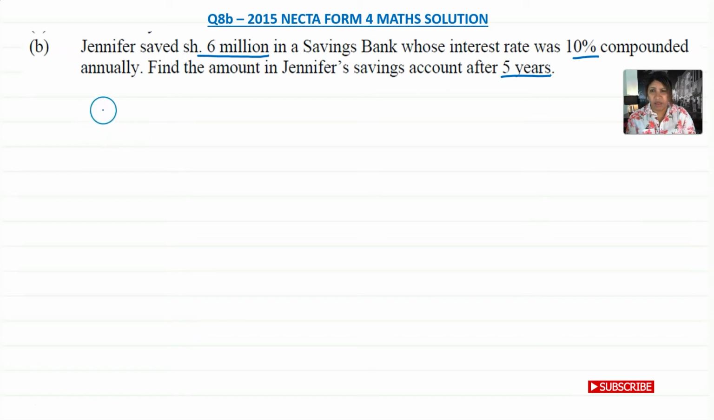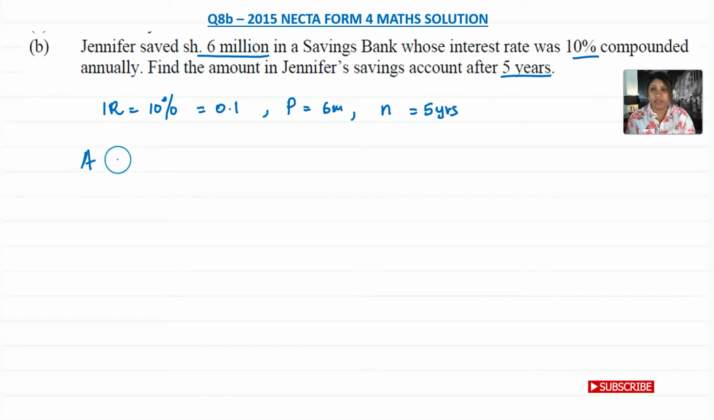So interest rate from the bank is 10%. I'm going to use decimals as percentages, so this is the same as 0.1. And the initial investment, which we call the principal amount, is 6 million shillings. And then the number of years, which is n, is 5. So 5 years. So I'm going to come up with this formula.